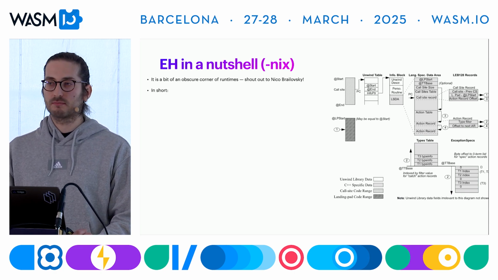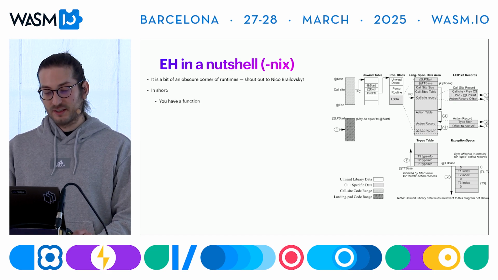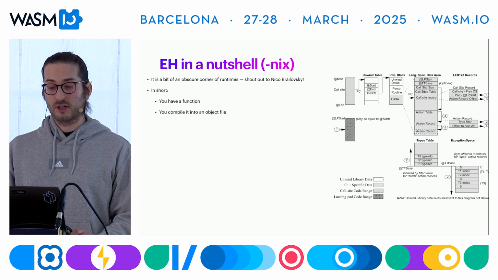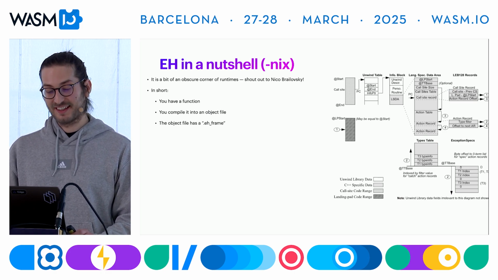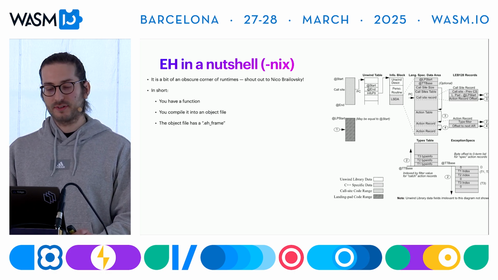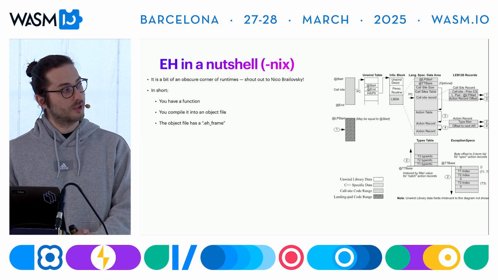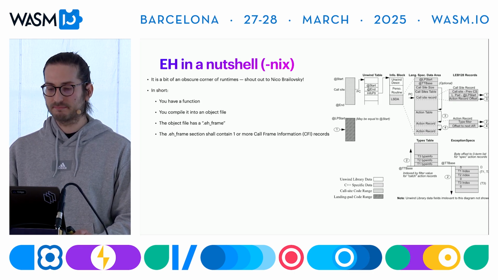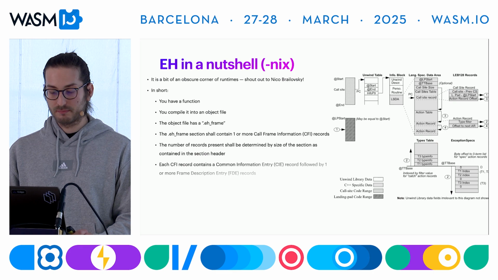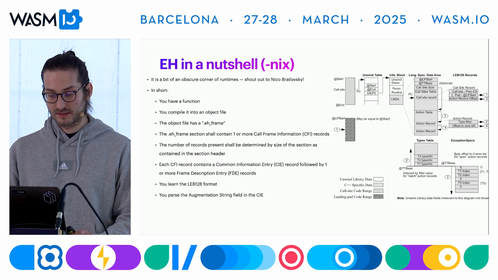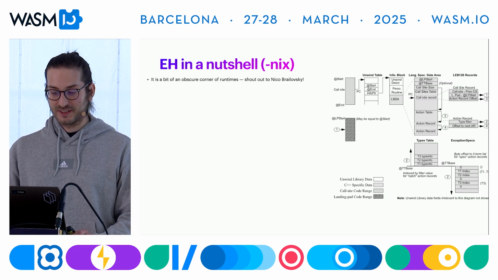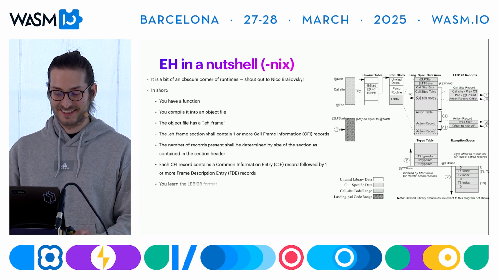And yeah, in short, just 1 or 2 points. You have a function, you compile the function into an object. This object file has an EH frame. I said 3 points. Why is there so much white left in this slide? The EH frame section shall contain 1 or more call frame information records. How many bullets? Oh no. Too long. Well, you see the joke again.